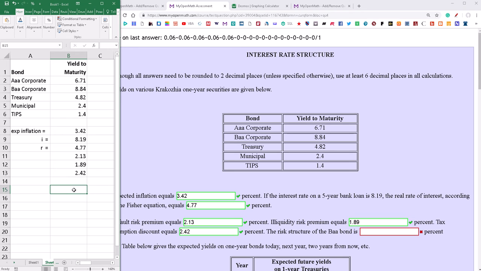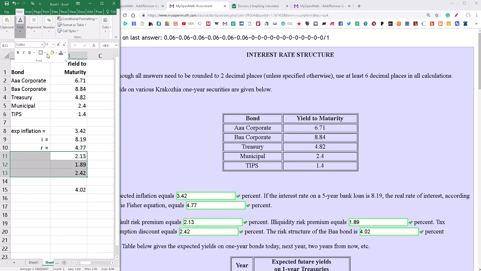Now, the risk structure of the BAA bond. Remember, there's no tax exemption discount, right? The risk structure of a BAA bond is the sum of these two. We don't include the tax exemption discount because BAAs don't get an exemption from income taxes. So it's just the sum of the two. You can call this the risk structure. We'll highlight that.